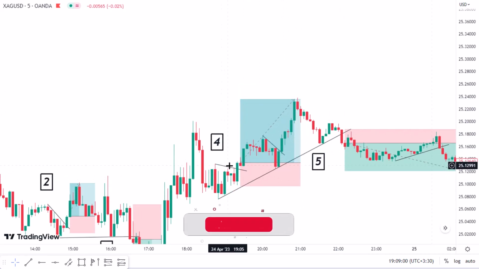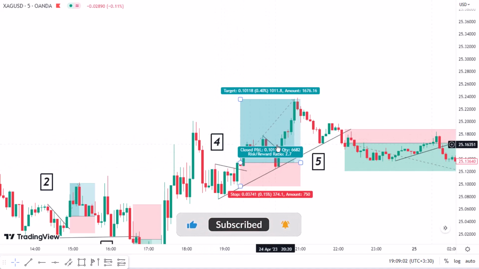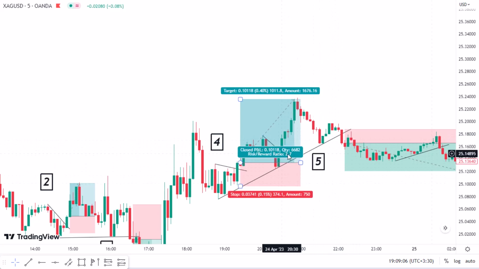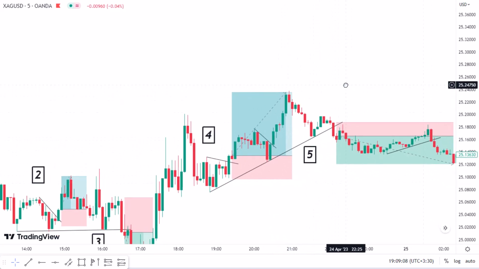And if we have missed this one, we could enter a buy position with the break of this trend line to the upside here, put our stop loss below the candle and get our reward.